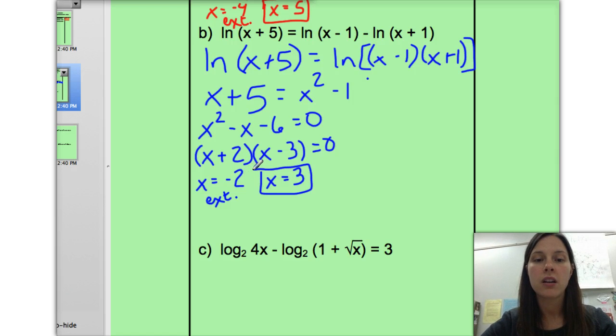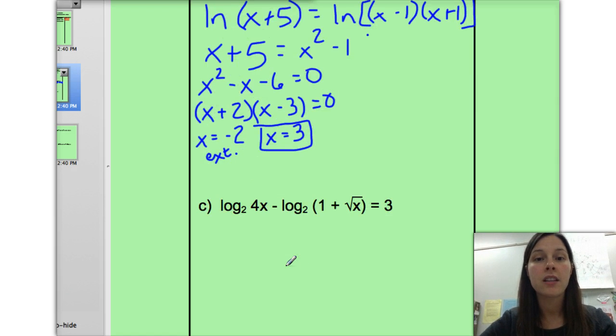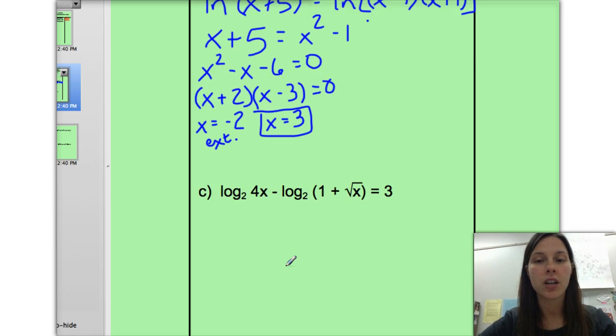One more example, and then we are all done. And this one, you'll notice, is a bit more complicated than the last two. We've got that square root in there. So hang with me and we'll get this one solved.